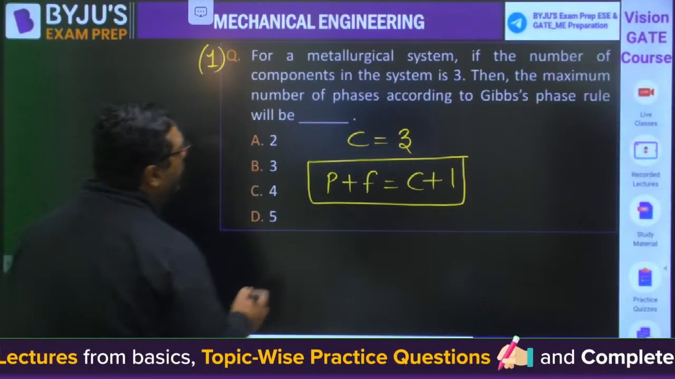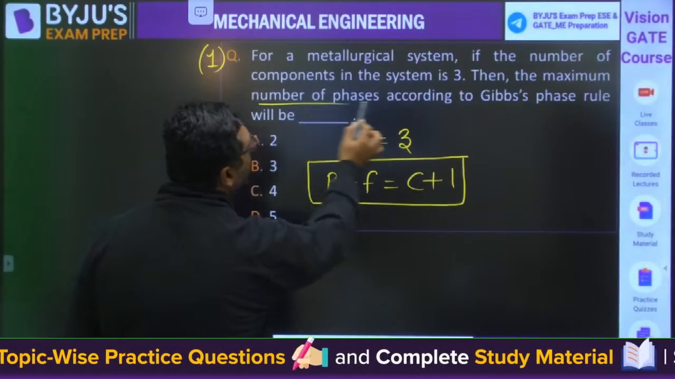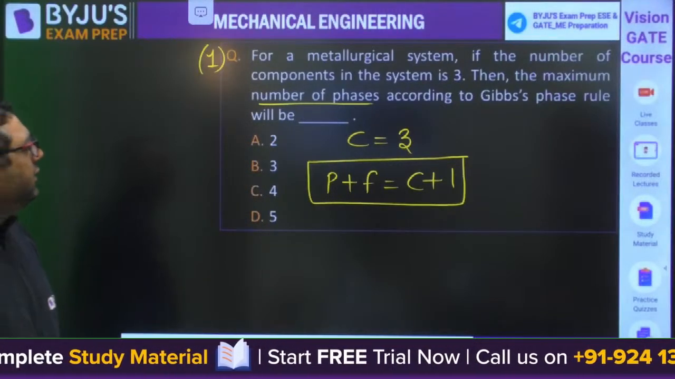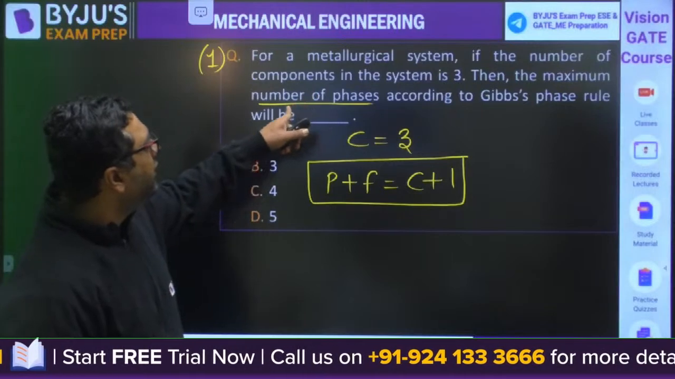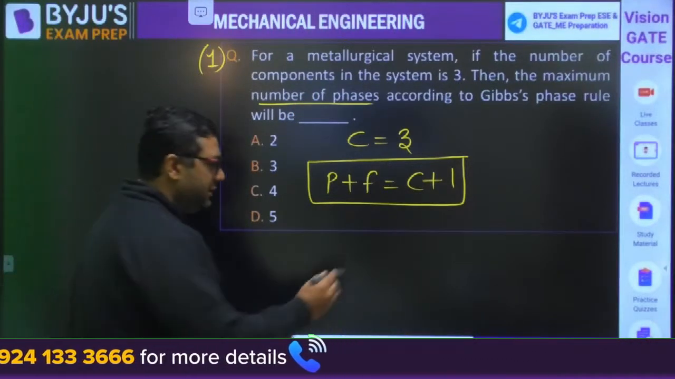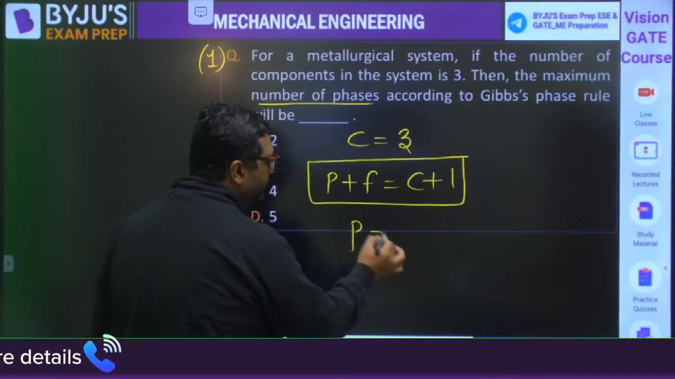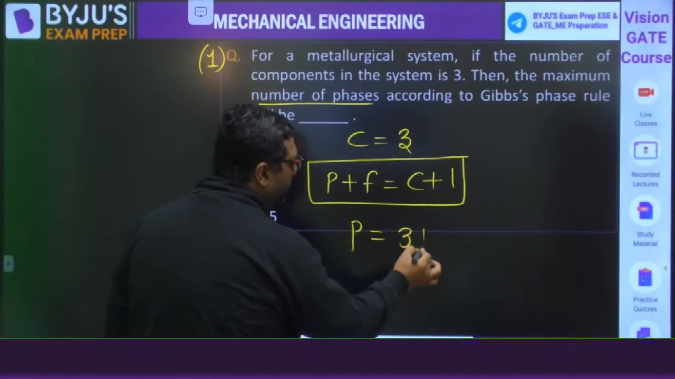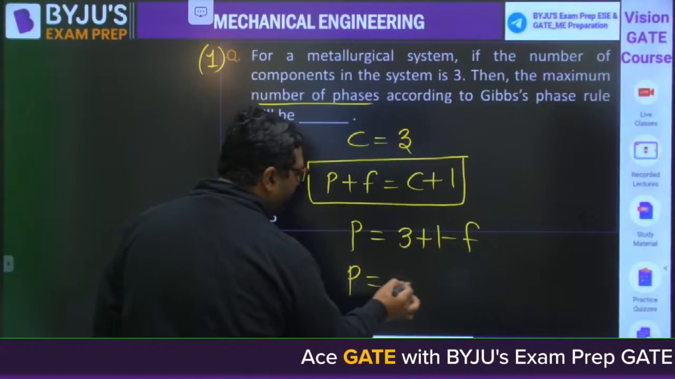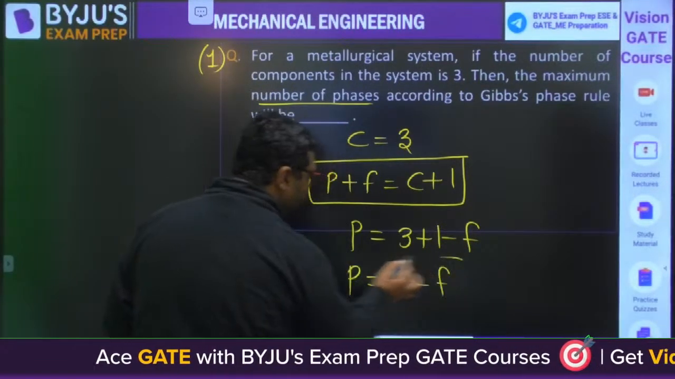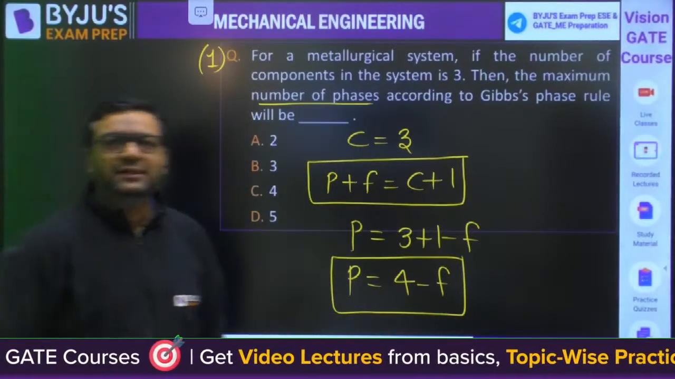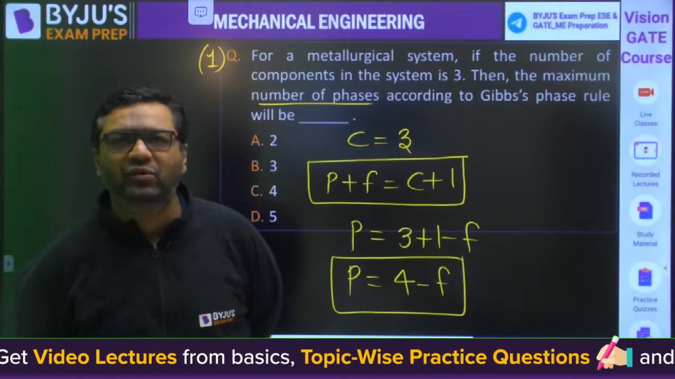They are asking for the maximum number of phases, and they have already told us that the number of components in the system is 3. So from that you need to solve it. You can write P is equal to 3, the component, plus 1 minus F. So P is nothing but 4 minus F. Can you tell me what would be the number of phases? Yes, Rohan is saying the number of phases would be 3.